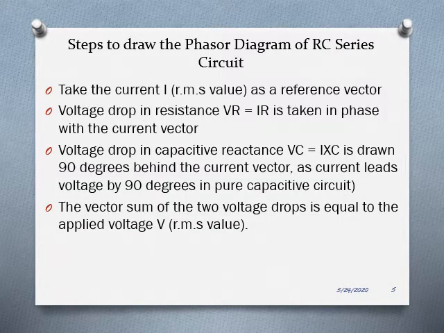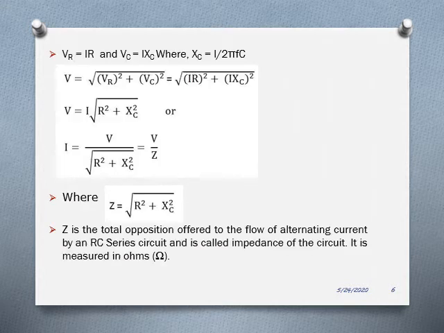So the steps to draw the phasor diagram are shown here. It is just similar to what we have drawn earlier. Now VR is nothing but the voltage across the resistance, and VC is the voltage across the capacitive reactance, where XC is 1 by 2 pi fC. We have learned that already.